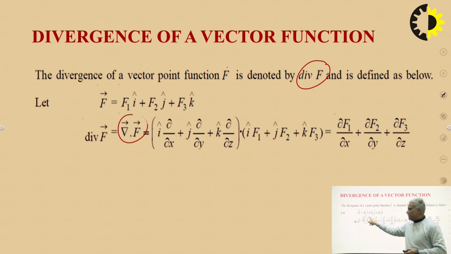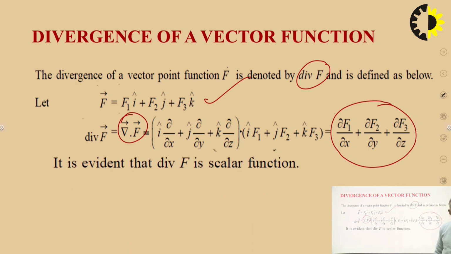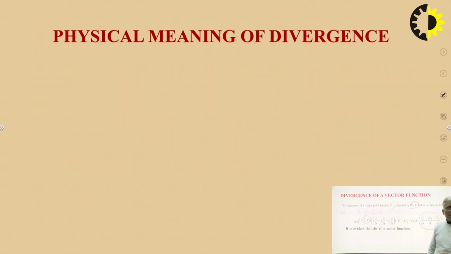I explain here: del dot, where del is the differential operator and f is the vector point function. Suppose f is a vector point function, f1 i cap plus f2 j cap plus f3 k cap. Then we can calculate the divergence of f, and after the calculation we see that divergence f is a scalar quantity. So we can say that the divergence of a vector point function is a scalar quantity. It is evident that divergence f is a scalar function.